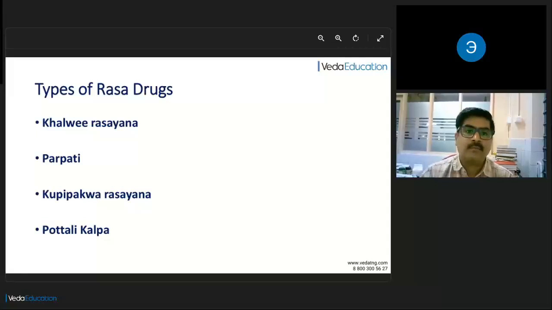Okay. The second one is nothing but Parpadi. Parpadi is a kind of flat preparation. The method of preparation I will explain later. Then the third one is known as Kupi Pakwa. That means these preparations are prepared by keeping these medicines inside a glass bottle.